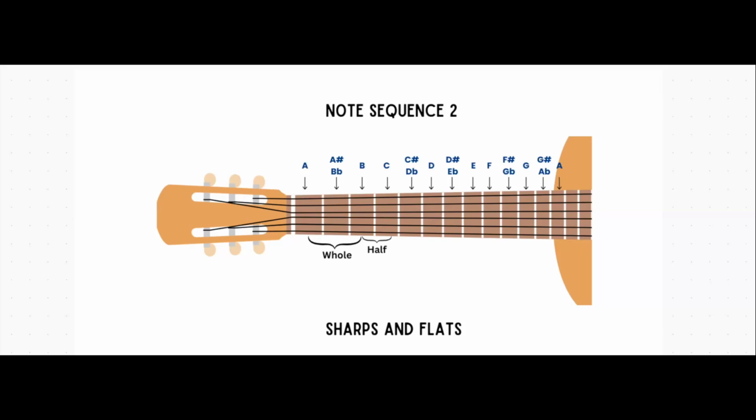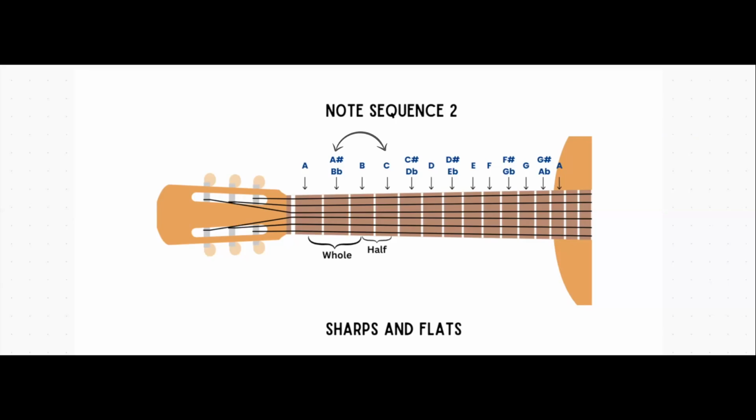But my understanding, if you want to just keep it simple, A sharp is B flat, C sharp is D flat, D sharp is E flat, F sharp is G flat, and G sharp is A flat. It doesn't matter which one you use, they're exactly the same thing. These are all half steps. Remember, there's nothing between E and F and B and C. That's all you need to remember.